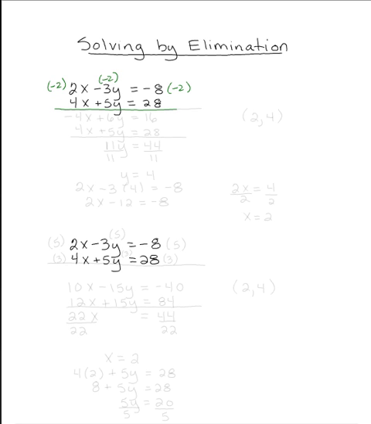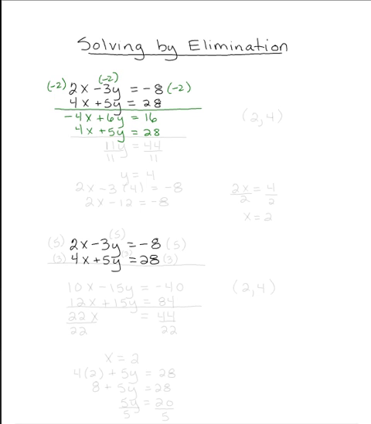So I always like to draw a little line here and rewrite my equations. The top equation, after multiplying every term by negative 2, becomes negative 4x plus 6y equals 16. The second equation, I'm just going to write again underneath it. We didn't change that one, so that will stay the same.